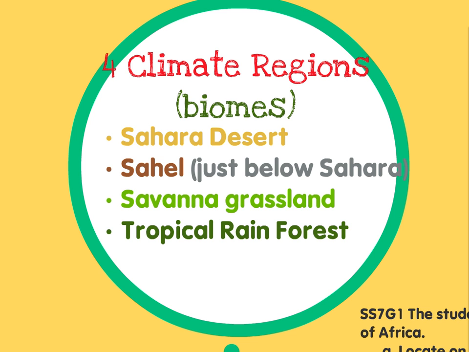And then, of course, we've got the tropical rainforest. The tropical rainforest, especially in Central Africa and on Madagascar, where we see a lot of moisture and an awful lot of biodiversity. Some people live there. Not as many as in the Savannah region, but also still a major climate region in Africa.